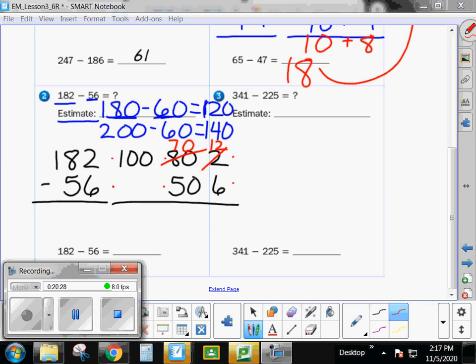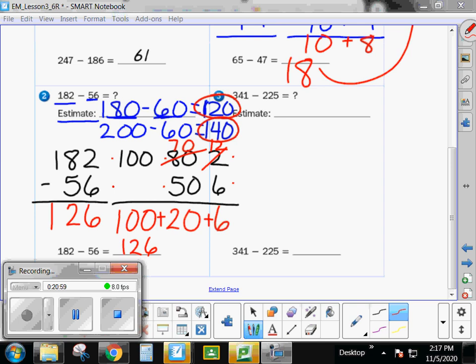I'm ready to subtract. 12 minus 6 is 6. 70 minus 50 is 20. And 100 minus nothing is 100. So when I put those digits back together, I have 126, which when I look at my estimate is really close to my estimate. Even if you had estimated with 140, you're still pretty close to your answer. So my answer is 126.